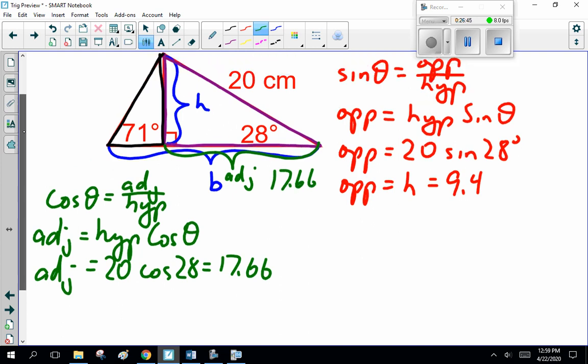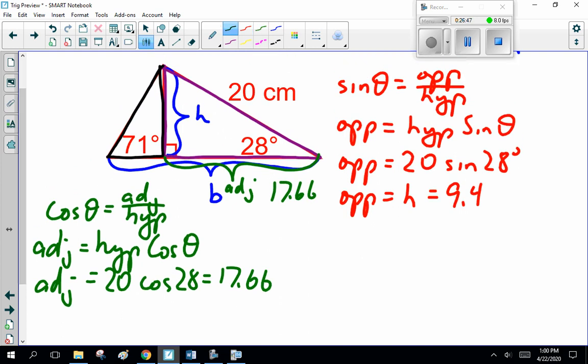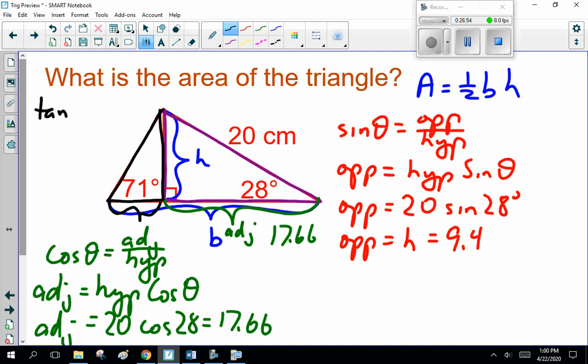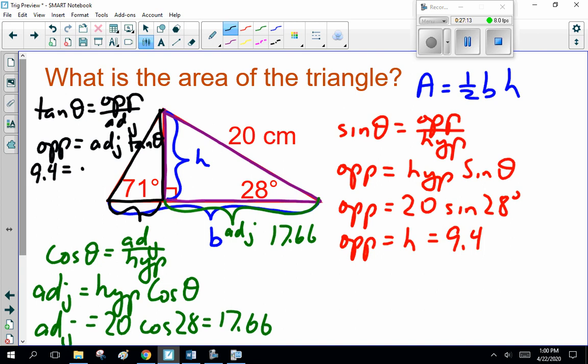Now, we also have to figure out this base here. Well, we have one more triangle. Tan of theta is opposite over adjacent. Oh, yes. Opposite equals adjacent times tan theta. Our opposite side is our height. 9.4 equals adjacent times tan 71. Adjacent.